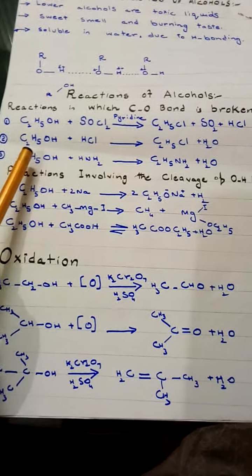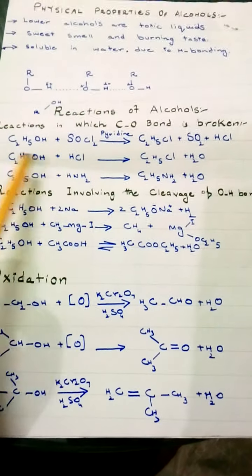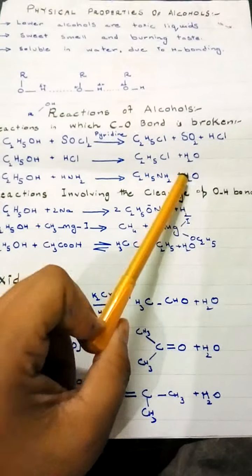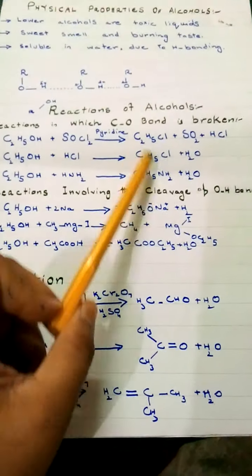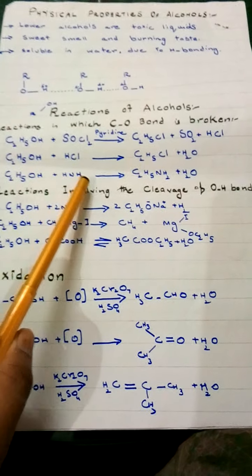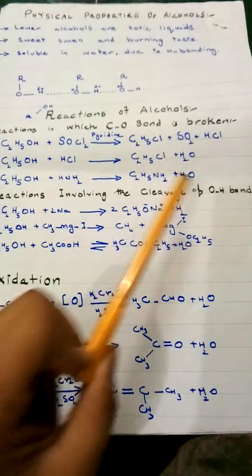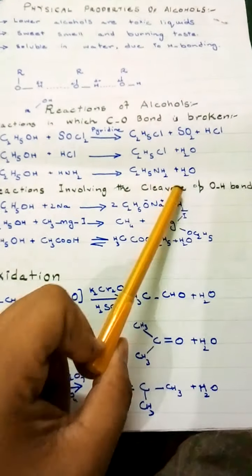And other examples of this type of reactions: C2H5OH plus HCl gives C2H5Cl plus water, again ethyl chloride is formed. Third reaction is C2H5OH plus NH3. C2H5NH2 is formed, the NH2 attached here, and OH removed, and reacts with hydrogen and forms water.